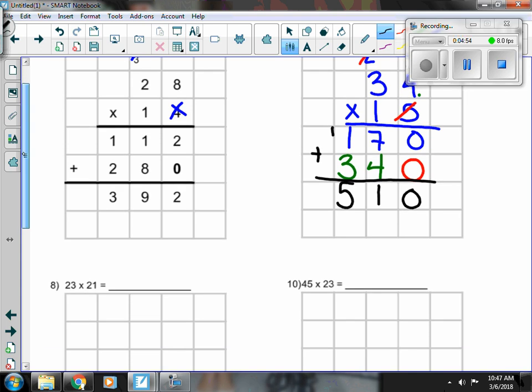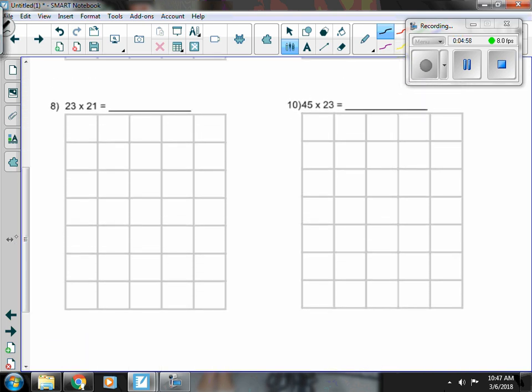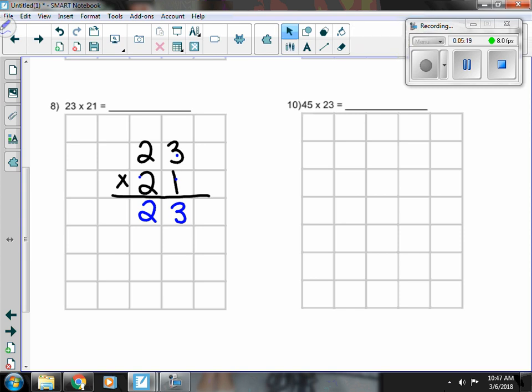Okay. We're going to keep practicing with another one. I have 23 times 21. And my first step is just what we've been doing. I'm going to ignore the 2 right here, and I'm just going to do 23 times 1. 1 times 3 is 3. 1 times 2 is 2. Now I'm done with the 1, and I didn't have to carry, so I didn't mark anything there.